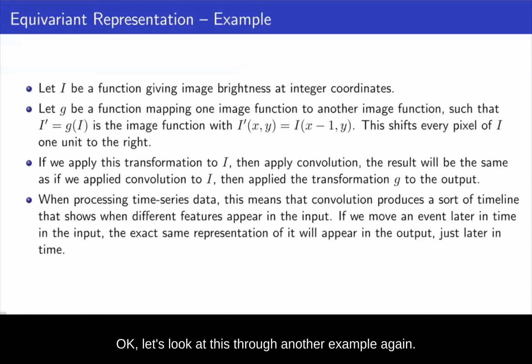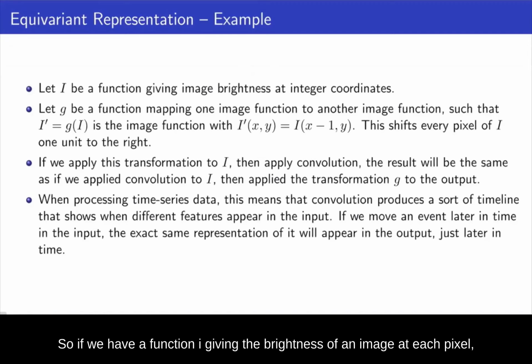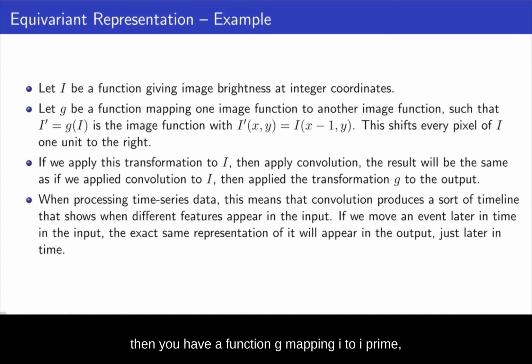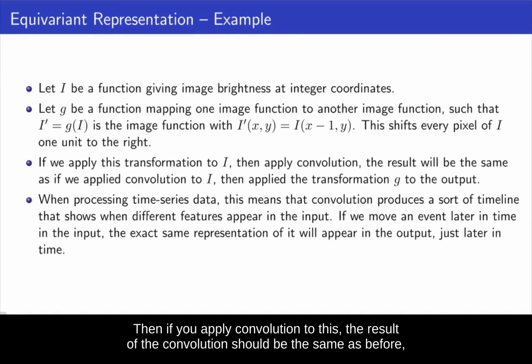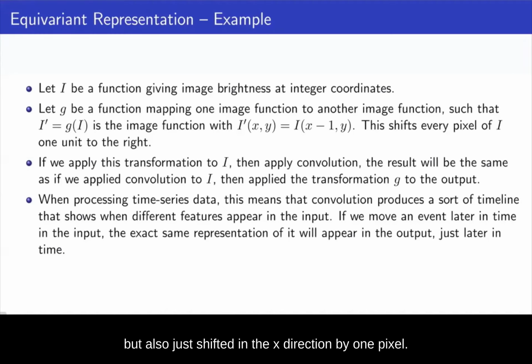Okay, let's look at this through another example. If we have a function I giving the brightness of an image at each pixel, and a function g mapping I to I prime, where the mapping is a shift of one pixel in the x direction to the right, then if you apply convolution to this, the result should be the same as before, but also just shifted in the x direction by 1 pixel.